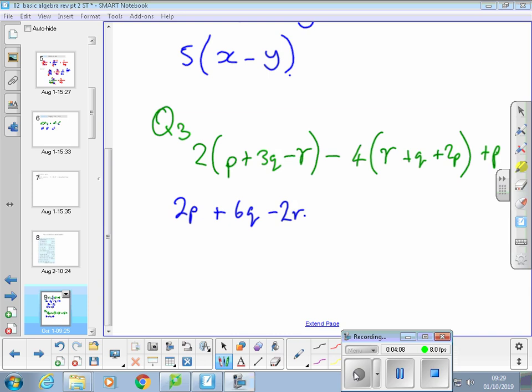2 times p is 2p, which is 2 times 3, plus 6q. And then you done minus 2r. Then what did you try? So that is minus 4r minus 4q. Minus 4 times 2 is minus 8p. And then we got a single p on the end.